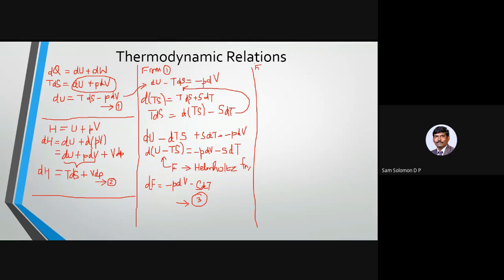From equation number 2, just like I have done from equation number 1, I can also do it. Equation number 2 is dH equal to TdS plus VdP. So instead I will write this as dH minus TdS is equal to VdP. Just like I replaced this TdS with d of TS minus SdT, I'll replace this TdS also. So I'll replace this TdS with dH minus d of TS plus SdT equal to VdP.